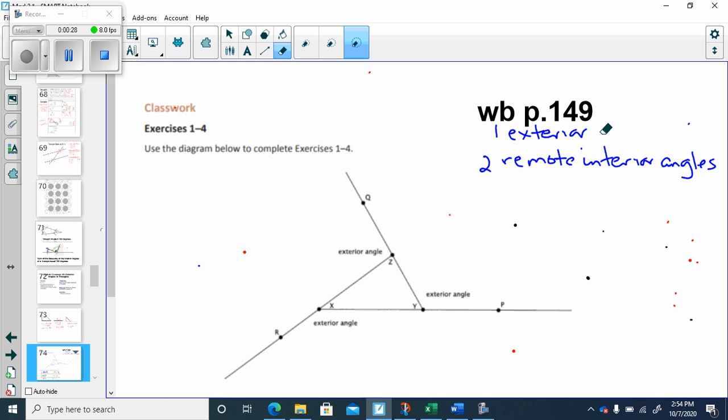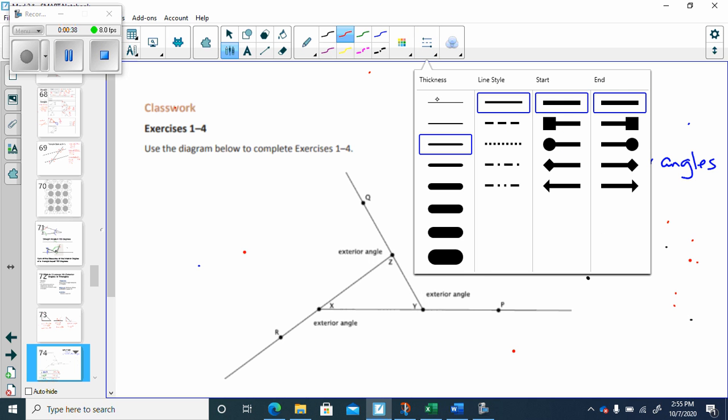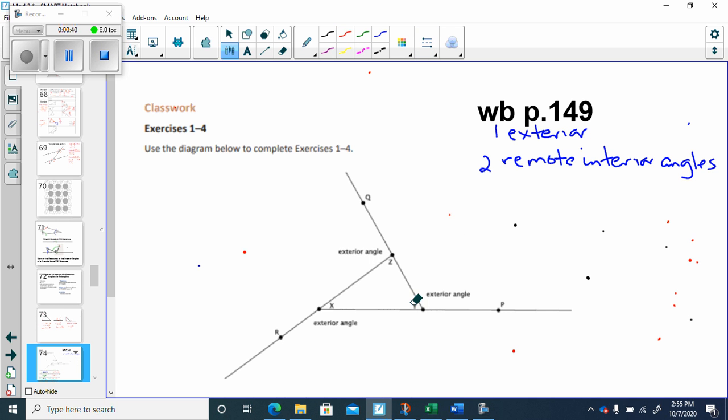This is in your workbook, page 149. If we're looking at a triangle and you extend the lines on the edges, like if you extend the sides, see how these have been extended? What you create are exterior angles, angles on the outside of the triangle. Okay, we've been dealing with interior angles so far. Now we're going to talk about the exterior angles. Here is an exterior angle.